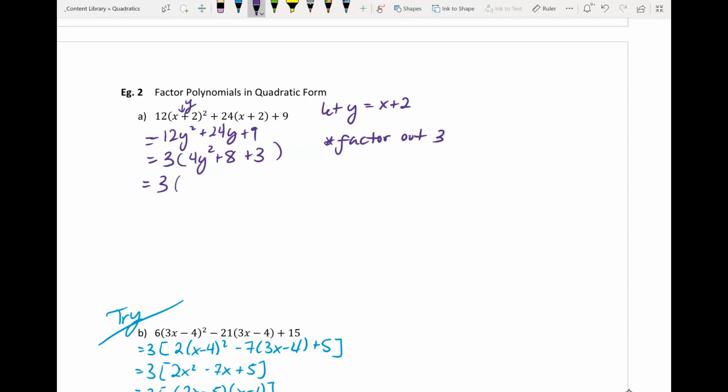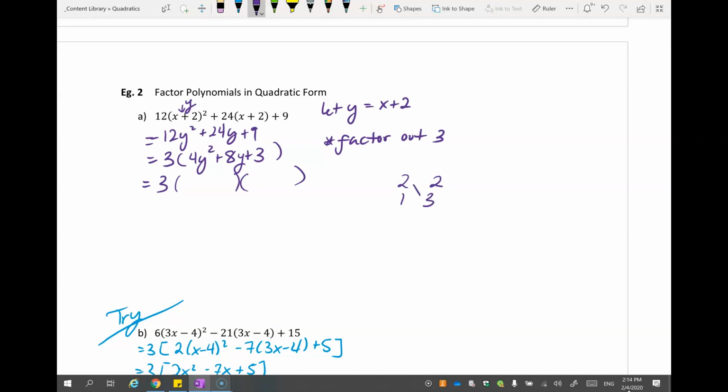Okay, now we're going to factor the inside part, which is 4y squared plus 8y plus 3. And we can do that again using the box method. So for factors of 4, we know 2 and 2 can multiply to get 4, and then factors of 3, there's only one set, and that's 1 and 3. So I'm going to cross multiply to get the numbers down here. So 2 times 3 is 6. 2 times 1 is 2.